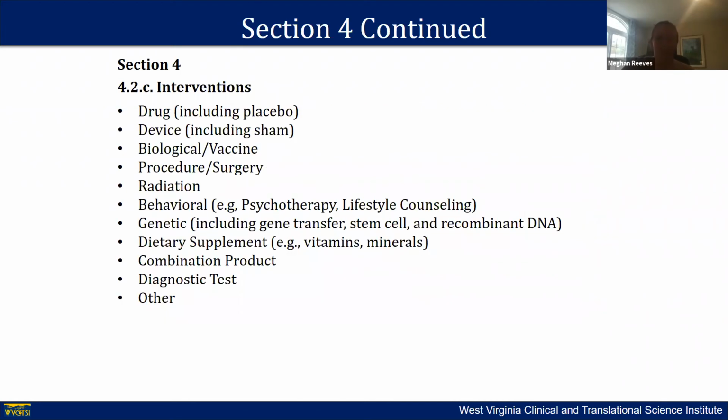4.2C is interventions. Again, this is another drop-down, but here are all of the options that are interventions that the NIH has thought of. Of course, they leave the option for other at the end, and if you select other, you would describe it below. But hopefully pretty much everything that you could think of is included in this list.